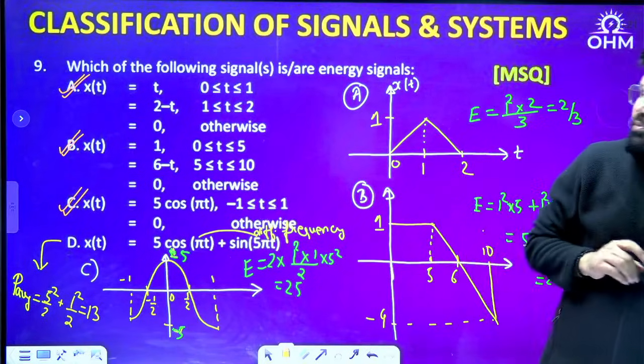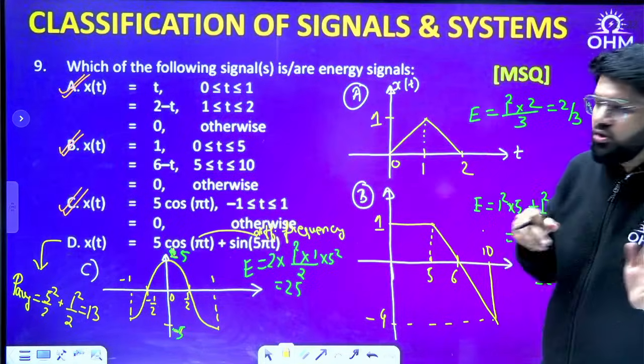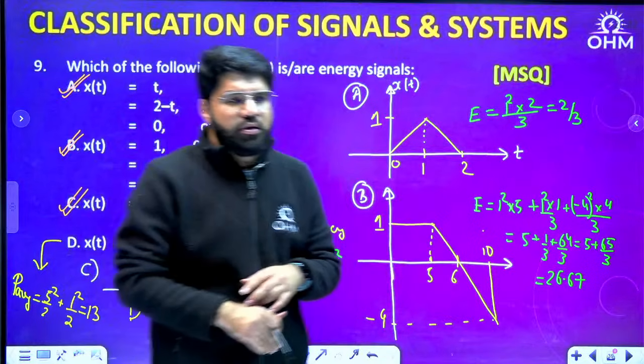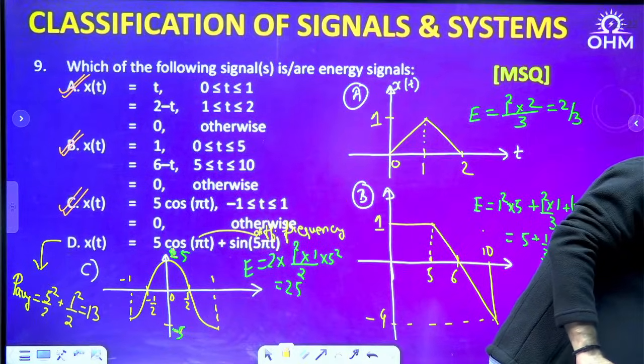So energy signals are A, B, C. D is a power signal having the power of 13. Just for additional concepts, I have done the D calculations also, which was not required, but we have done it. Some additional learning will be there. What else?